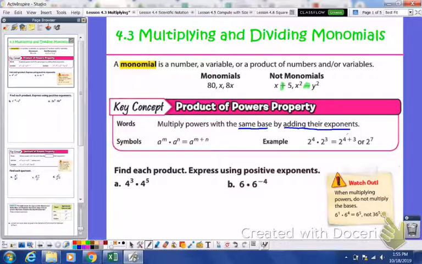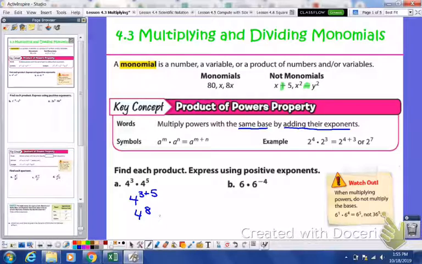So, first example here, find each product expressed using positive exponents. 4 to the 3rd times 4 to the 5th. So same base, always check that first, same base. 4 to the 3 plus 5, which is just 4 to the 8th. You don't really need to write this middle step here, but just showing it to you so that you have that in your notes. So it's 4 to the 8th.